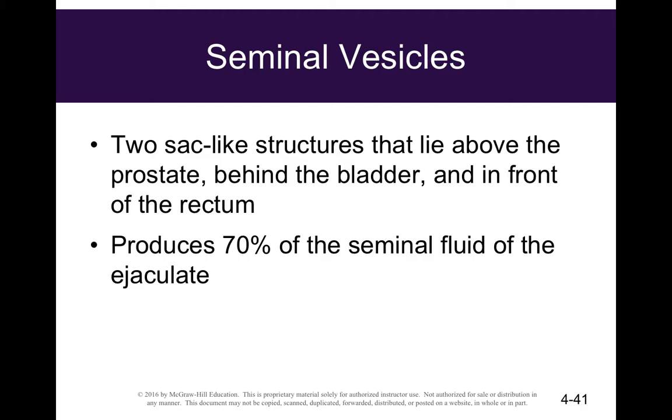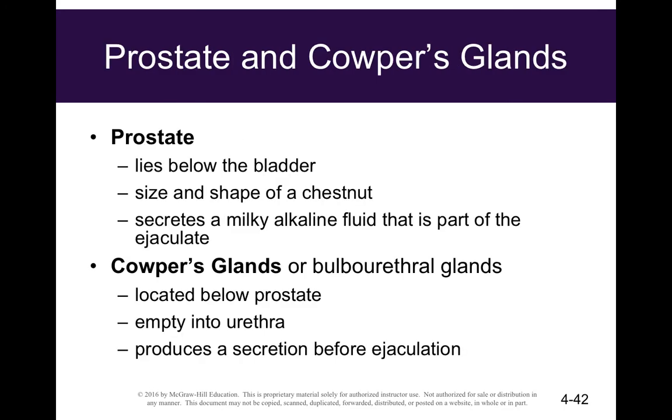The seminal vesicles are two sac-like structures that lie above the prostate, behind the bladder, and in front of the rectum. They produce about 70% of the seminal fluid of the ejaculate. So that's one way to remember their function: they both include the word seminal. Seminal vesicles produce about 70% of the seminal fluid of the ejaculate.